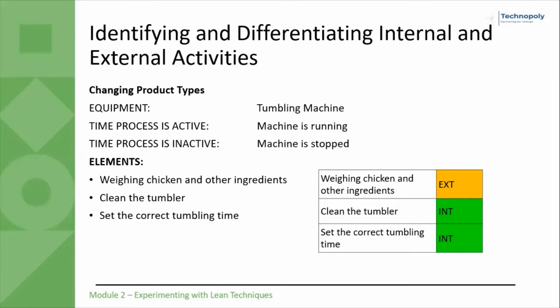We can classify the weighing activity as external, since this activity can be done even while the tumbling machine is processing another batch or another type of product. Cleaning and setting the tumbling time activities are internal, since these activities are performed only once the machine has finished the tumbling process. This can also be applied to changing of shifts or handover between shifts in restaurants or in offices.